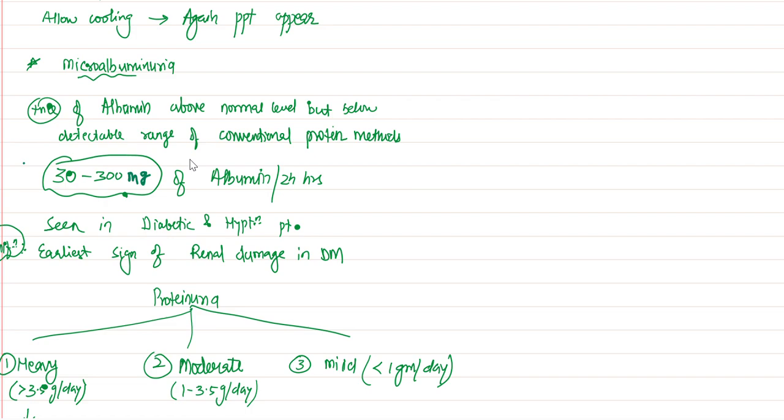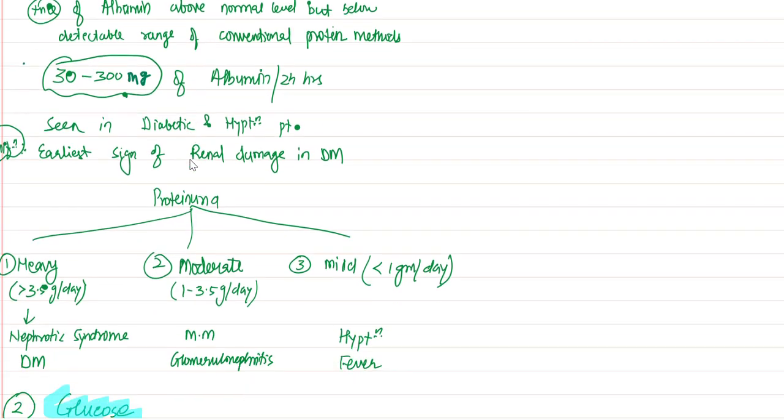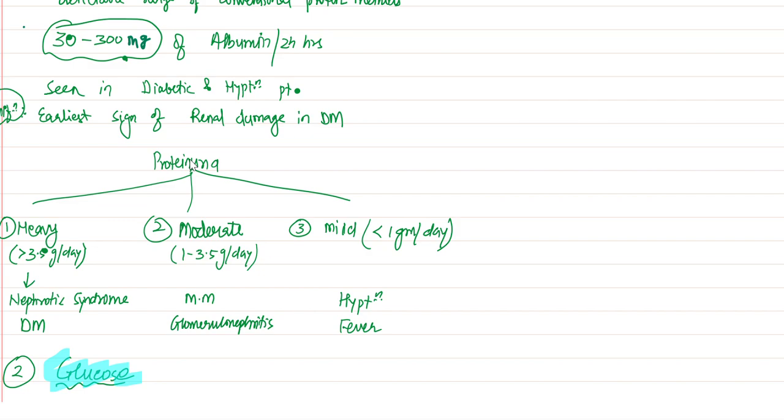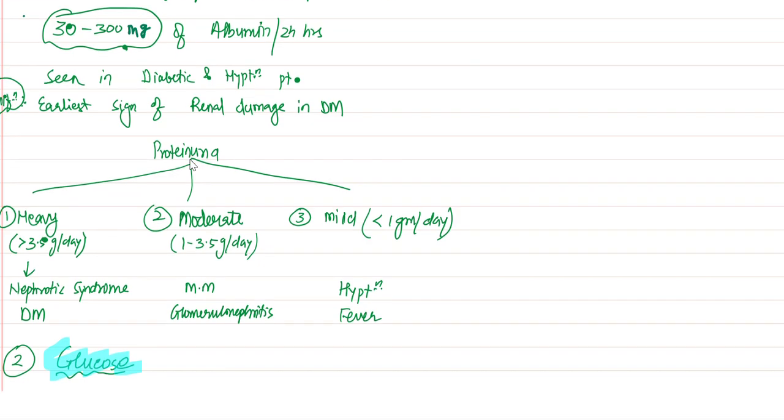30 to 300 micrograms of albumin per 24 hours is secreted in the urine. Then we can say that it is microalbuminuria. It is seen in diabetic and hypertension patients. Now, what is the significance? It is the earliest sign of renal damage in diabetes mellitus.